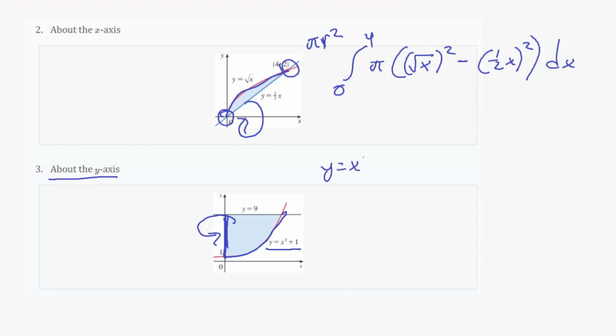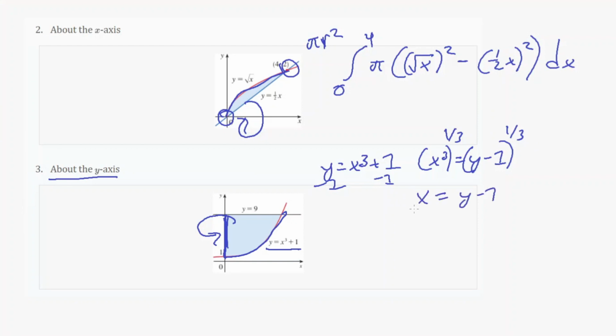So we have y equals x cubed plus 1. Let's subtract 1 on both sides. So we're going to have x cubed is equal to y minus 1. We're going to give both sides an exponent of 1 over 3, because if we give x cubed an exponent of 1 over 3, it's going to turn into just x. So our top equation we're going to use is x equals y minus 1 to the power of 1 over 3.